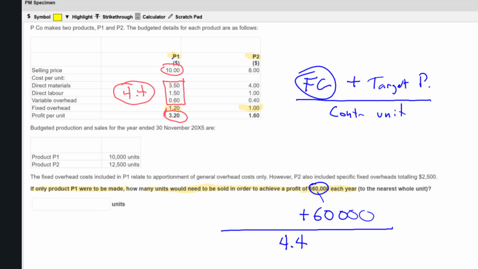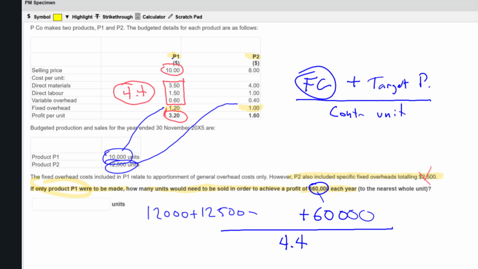Now, the trick in this question is this one final sentence. The fixed costs in P2 also include 2.5 thousand. That is specific to product P2, but we're not making any P2s. We're only making P1s, so we do not have product-specific fixed costs if we don't make that product. So we need to peel the 2,500 off of it at the end. So to get the fixed costs, I'm going to multiply 10,000 times 1.2. That's going to be 12,000 plus 12.5 times 1. That's going to be 12.5 thousand, minus the 2,500.